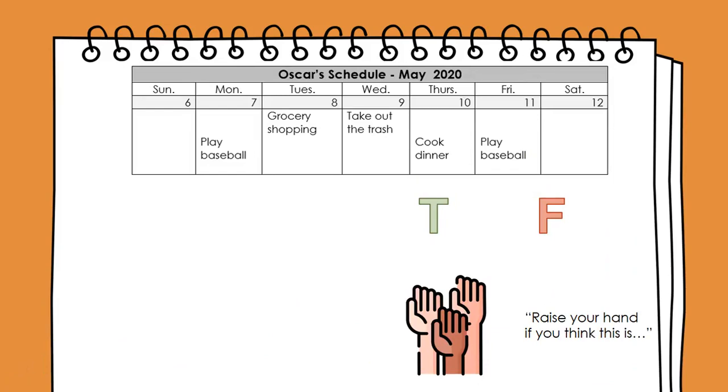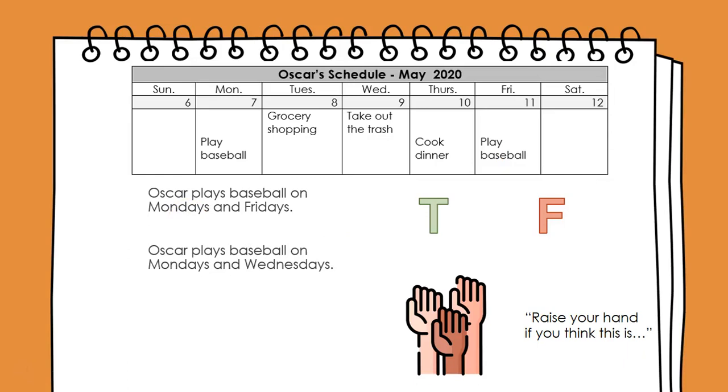Good. Another example of true or false could be more of a reading exercise. So take a look at Oscar's schedule and read this sentence. Oscar plays baseball on Mondays and Fridays. So we'll look under Monday. Oscar has baseball. But then we also have to look at Friday, because this is kind of a two-part statement. Both parts have to be true for this to be a true answer. So Oscar plays baseball on Mondays, and what does he have on Friday? Baseball. So we can say this is true.